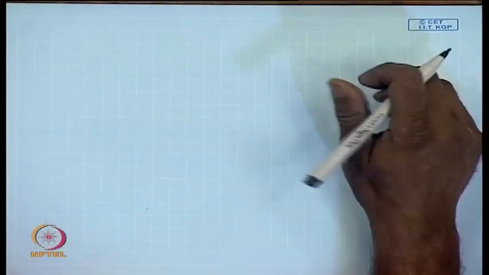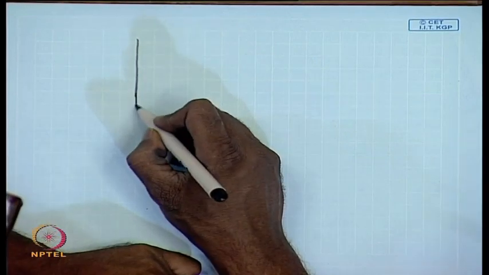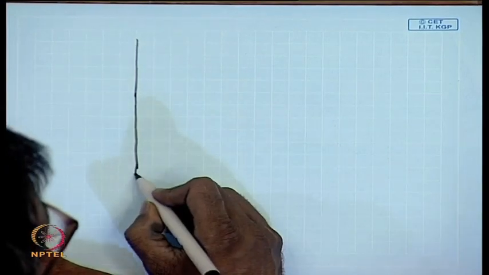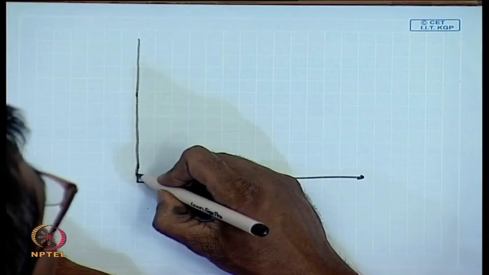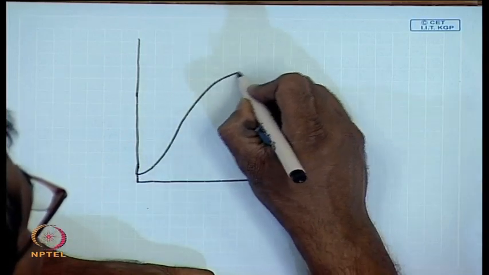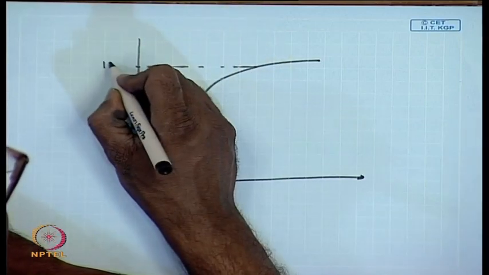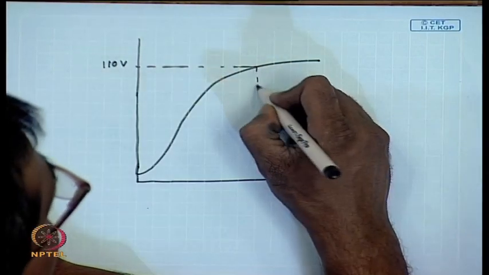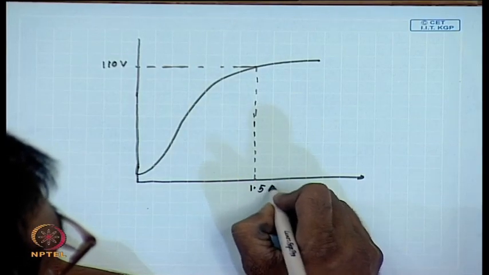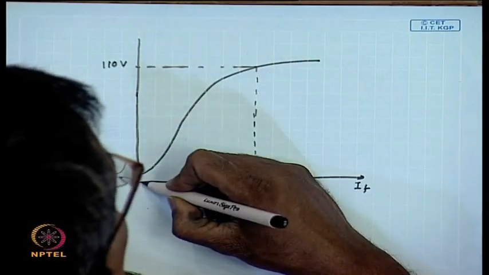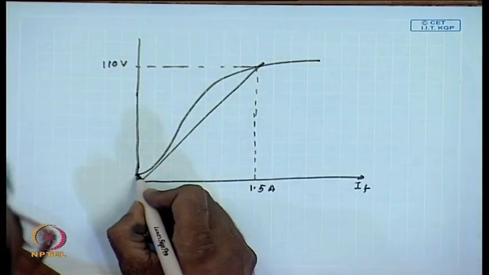Now, when we include armature reaction, the procedure gets slightly modified, but it again starts with plotting the OCC and corresponding to 110 volt, the field current is 1.5 ampere, hence the load line. This is 6 volts.